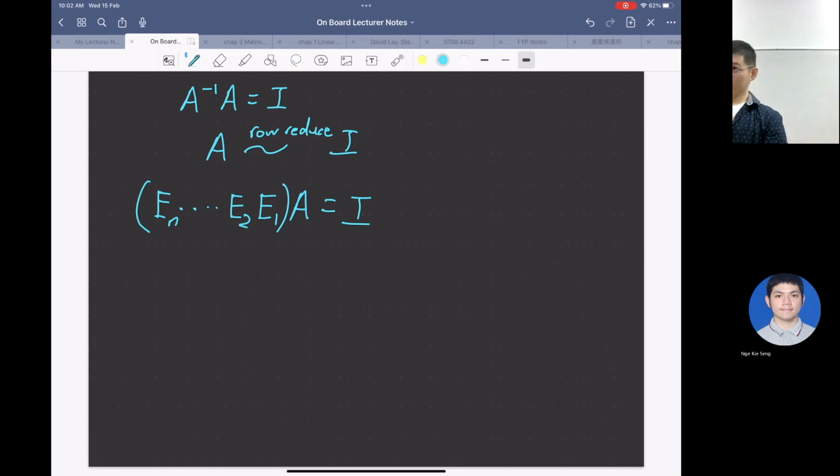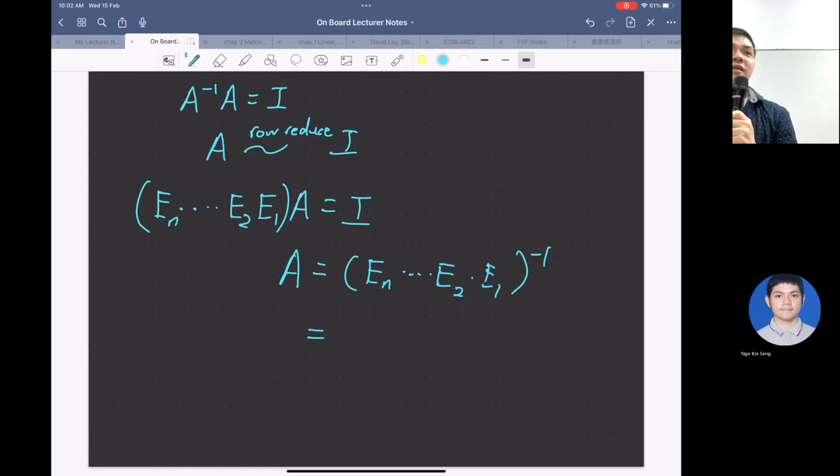Okay. So from here, what do you get? A is actually the inverse of the sequence of elementary matrices. And the inverse of a sequence of elementary matrices is still a product of elementary matrices. So maybe I replace them with E_n prime up to E_1 prime. Okay, so from here.